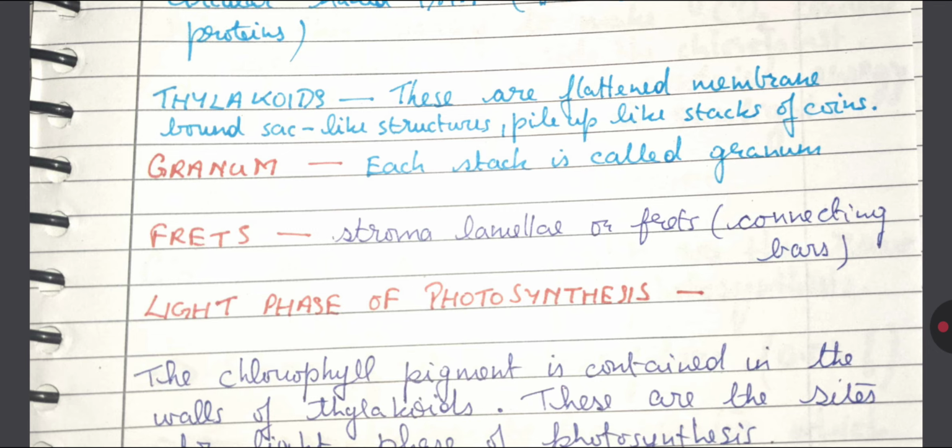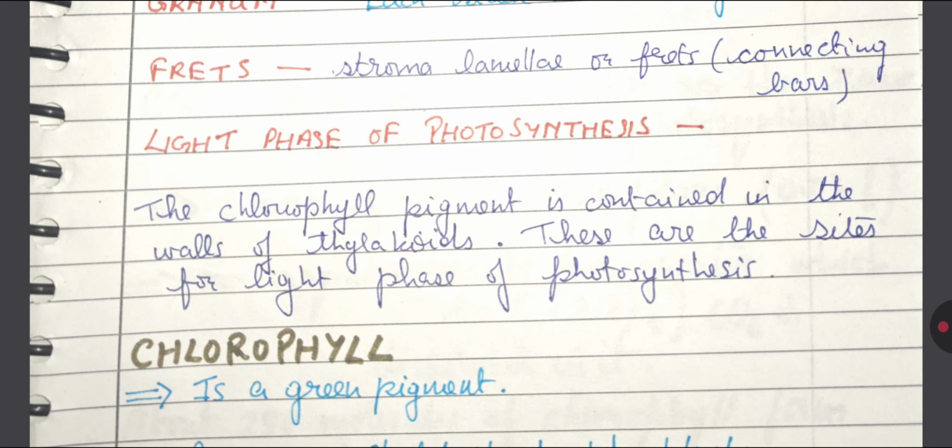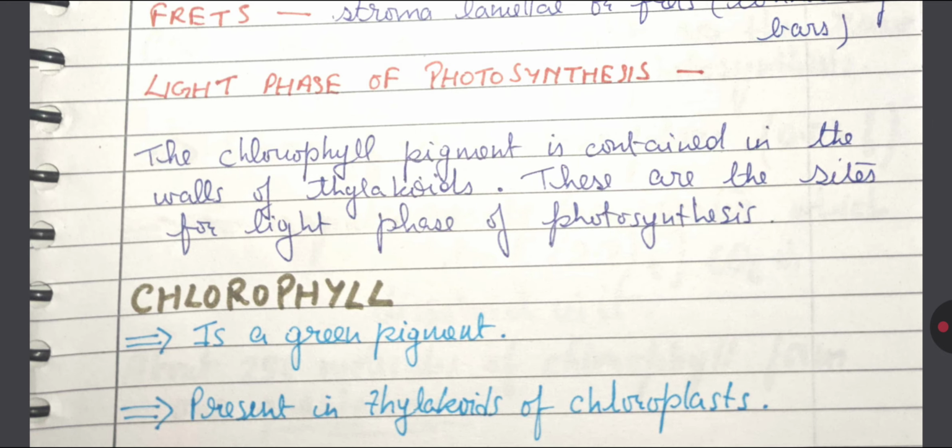Thylakoids. What are thylakoids? These are flattened membrane bound sac-like structures piled up like stacks of coins. What is granum? A stack is called granum. We will study this in detail further in this chapter. What are frets? Stroma lamellae or frets, connecting bars, are known as frets also. Light phase of photosynthesis we have studied and we are studying also. The chlorophyll pigment is contained in the walls of the thylakoids. These are the sites of light phase of photosynthesis.